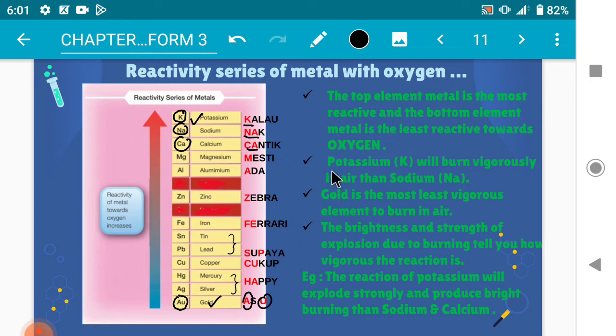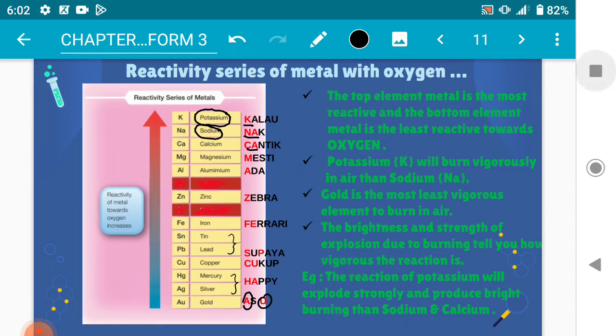So the second statement you can read: potassium will burn more vigorously in air than sodium. Why? Because potassium is located at the top of the reactivity series, above sodium. So sodium is below potassium, right? So of course potassium will burn more vigorously in air. And gold is the least vigorous element to burn in air. The brightness and the strength of the explosion due to burning tell you how vigorous the reaction is.